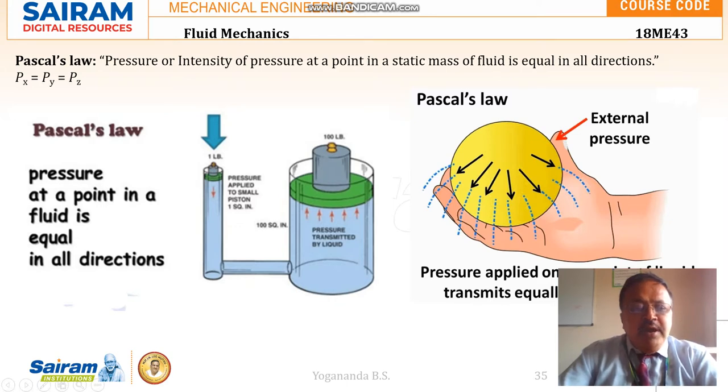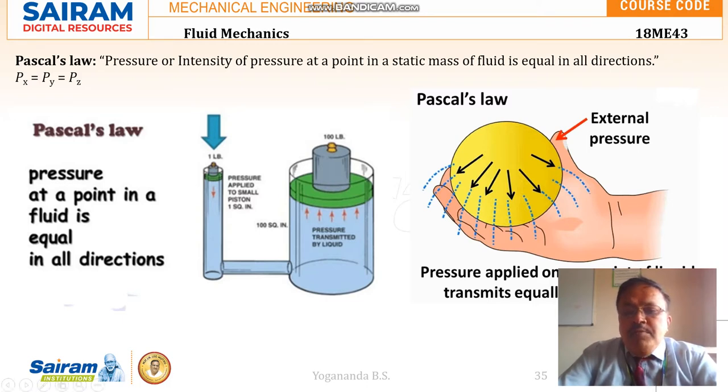Referring to the figure here, the pressure at any point in a fluid is equal in all the directions. Here the pressure is applied onto a small piston having the area of 1 square inch. The same amount of pressure is acting on this part, which has the larger area.